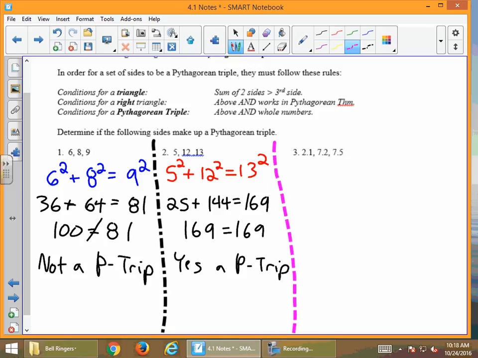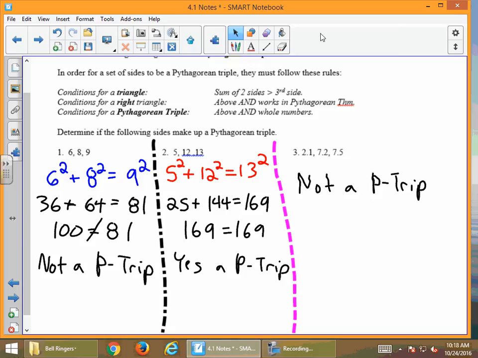All right, the last one here. What am I going to do with this one? Could this be a Pythagorean triple? Shaking his head. I haven't tried anything. How do you know? They have to be a whole number. As soon as you see decimals, I automatically know not a P-trip. And again, I promise you guys, my handwriting is not that squiggly. Somewhere in the middle of the board is little squiggles there. So it's not a P-trip. Questions on that one?